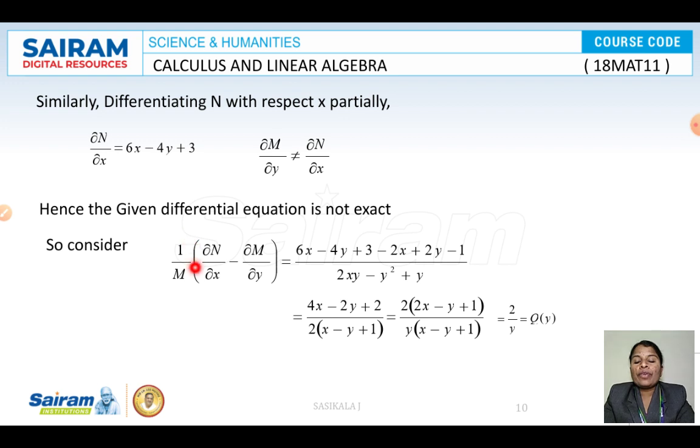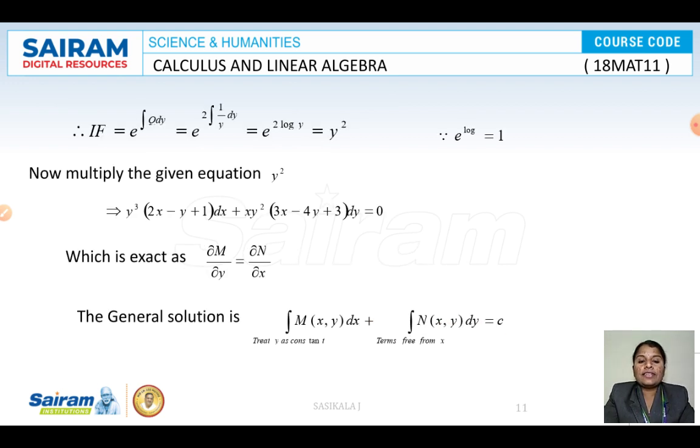Now what you have to do is find the difference, and it is nearer to the M function, so I can divide by M. So (6x minus 4y plus 3 minus 2x plus 2y minus 1) by (2xy minus y squared plus y). So what will happen? Take a common term and cancel it. I'm getting 2 by y, again a function of y. So the integrating factor is e power integral Q dy, which is e power 2 into the integral of 1 by y dy. I'll get y squared.